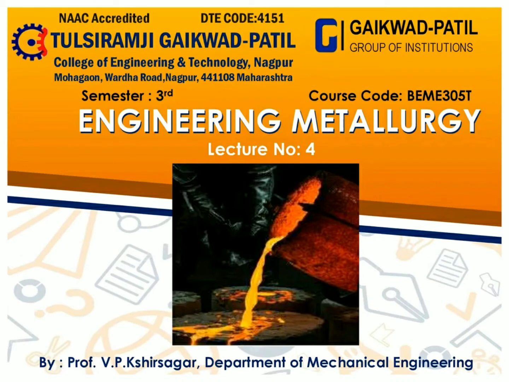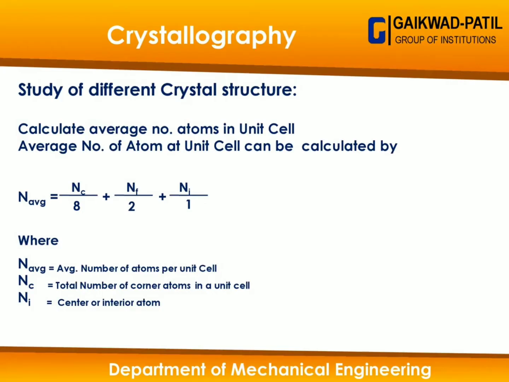Let's start lecture number 4 on engineering metallurgy. In this lecture we are going to study crystallography and the different crystal structures. The basics of crystal structure we saw in the previous lecture. We have seen three types of crystal structure: simple cubic, body centered cubic, and face centered cubic crystal structure. And we have seen the basic components of crystallography like atoms, unit cell, space lattice, and the crystal structures.